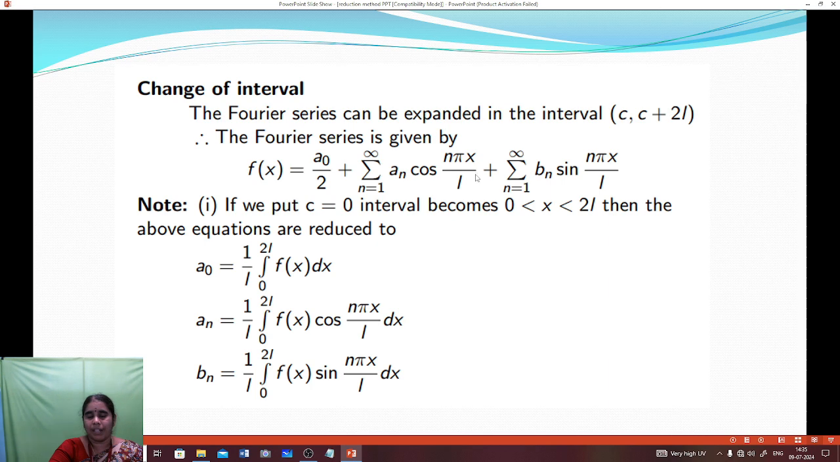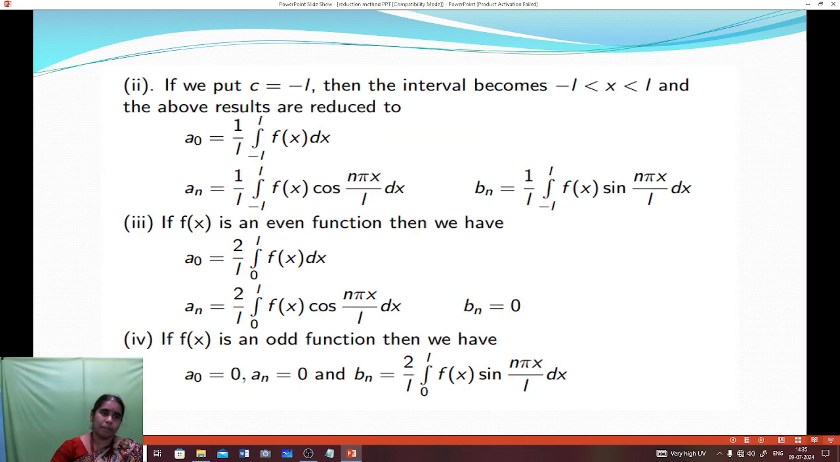Here nπx by L. Similarly, if we put our c as 0, then the interval becomes 0 to 2L. In that case, our a0 value is given by 1 by L integral 0 to 2L f of x dx, and an is nothing but 1 by L integral 0 to 2L f of x cos nπx by L dx. Same way for our bn.